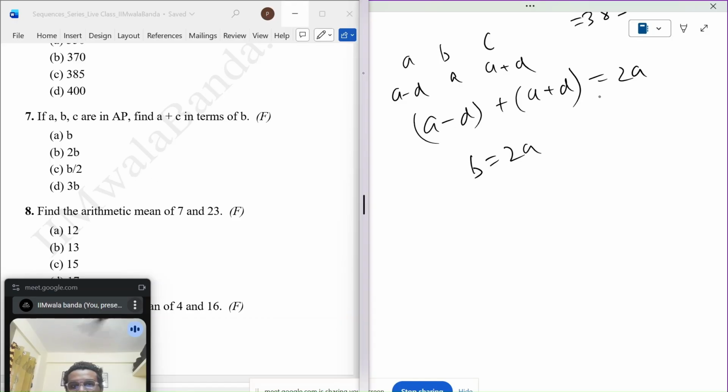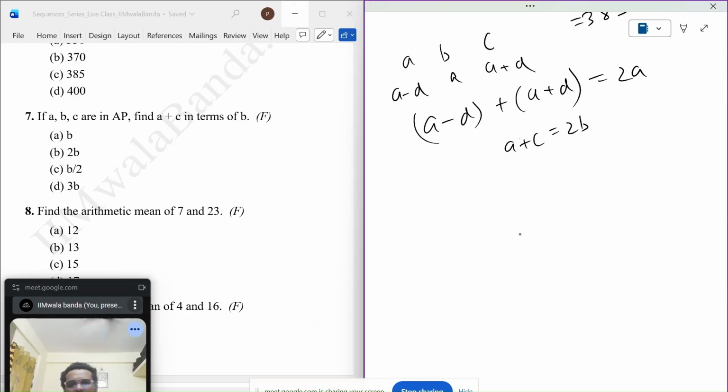So it is saying A plus C in terms of B. A was basically B. So I can write that A plus C is 2B. I hope this is clear. It's nothing, it's just about the concept. So it told me A, B, C, but I saw them as A minus D, A, and A plus D. And when it asked me to do A plus C, I got 2A. And then I saw that B was A. So basically A plus C is 2B.